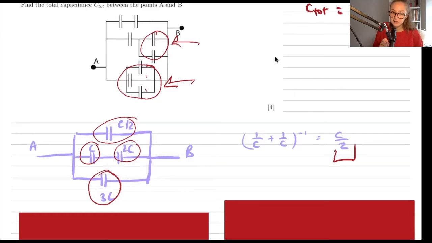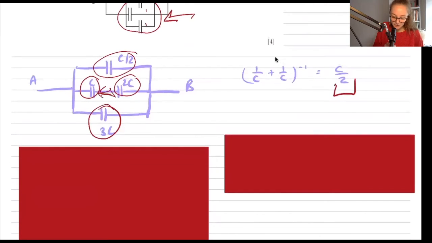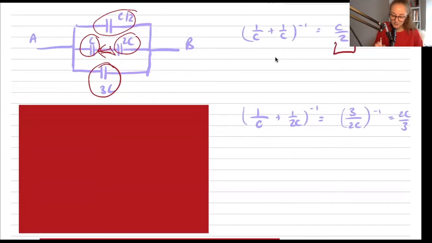Our bottom rung has a total capacitance of 3C, and then we just need to add these two in series now. And that would be the reciprocal of C plus the reciprocal of 2C, and then take the reciprocal of that to get 2C over 3.